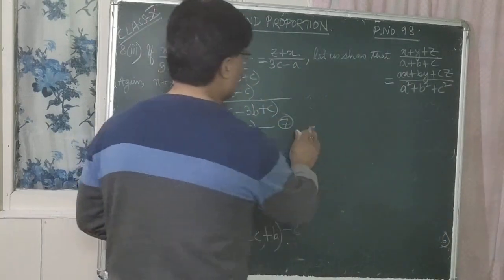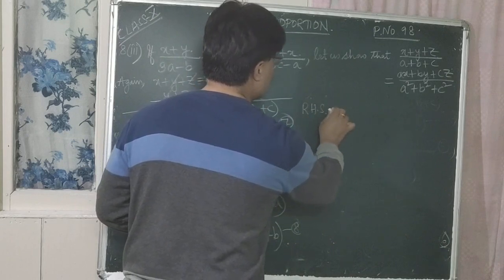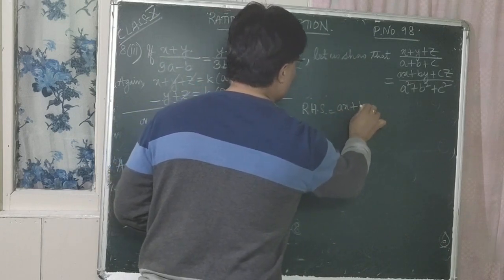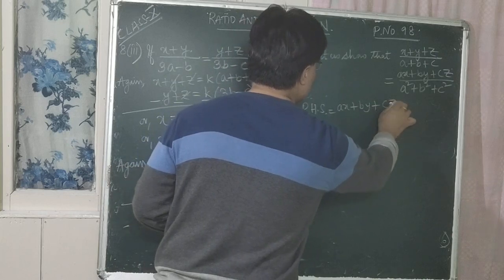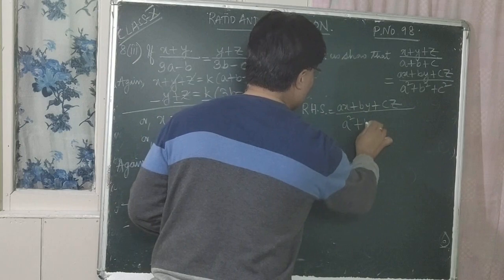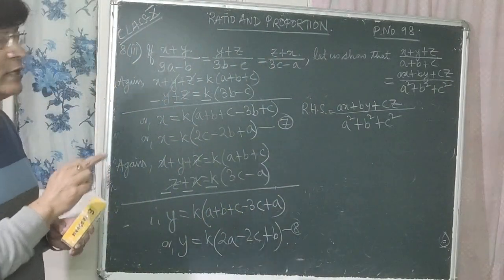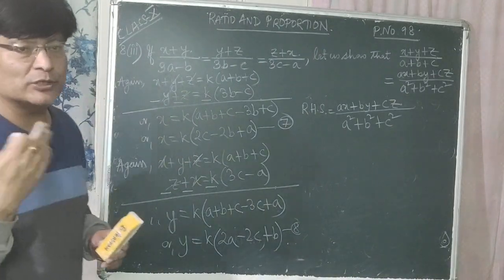So now let us write down the right hand side now. So what is RHS here? (ax + by + cz) whole divided by (a² + b² + c²). Now you should prove here that this ratio is equal to k.